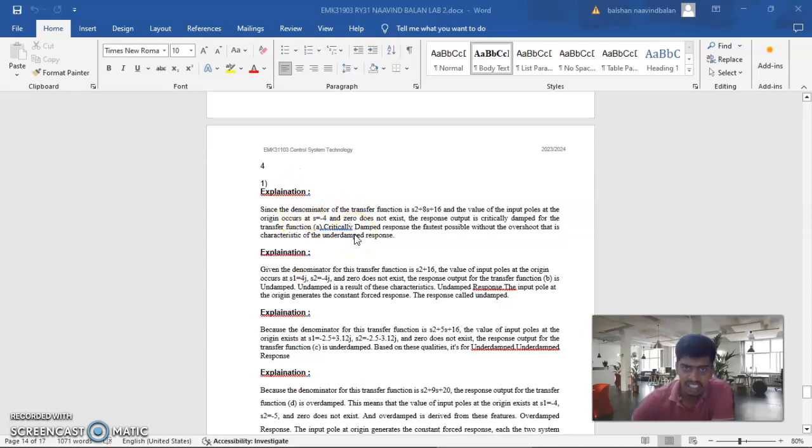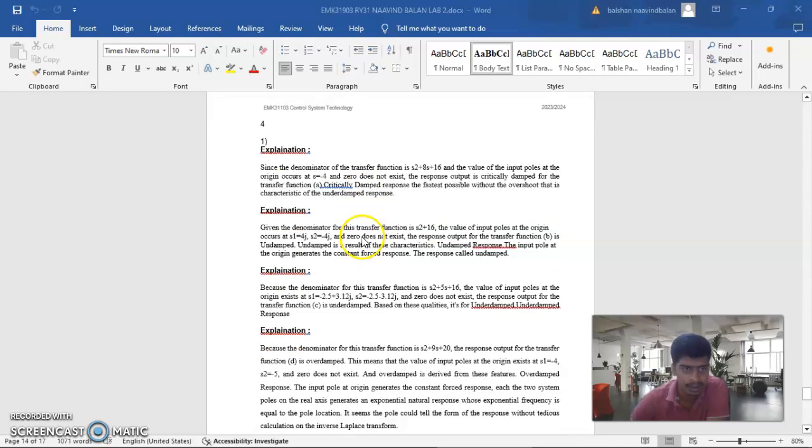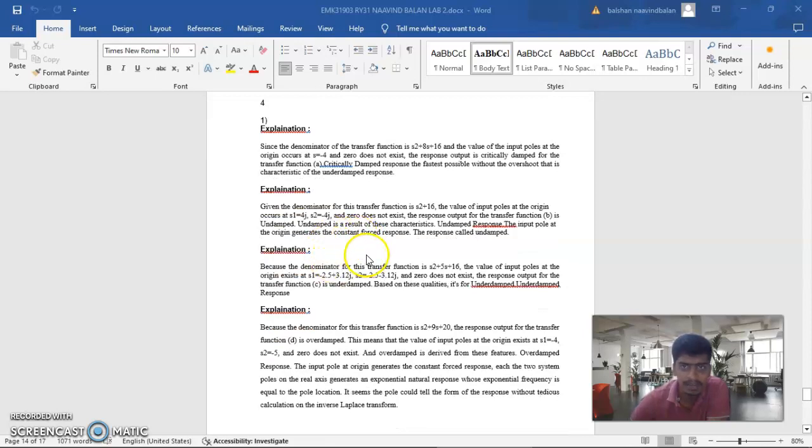So the transfer function is s square plus 8s plus 16. The value of the input poles at the origin occurs at s equals negative 4. I already mentioned that. And the zero does not exist, and the output response is critically damped for the transfer function. Critically damped response is the fastest response possible without an overshoot that is characteristic of the underdamped response. For this one, it is underdamped. So underdamped is the result of this characteristic.